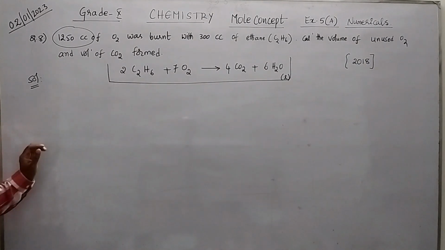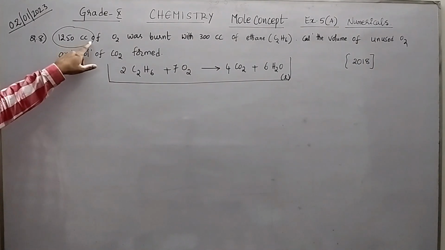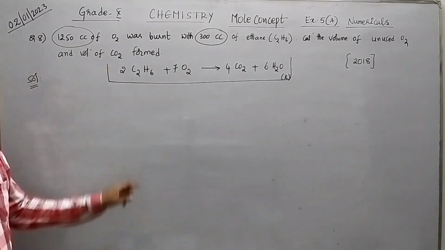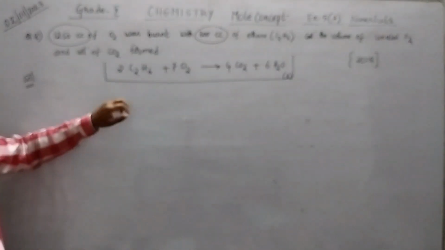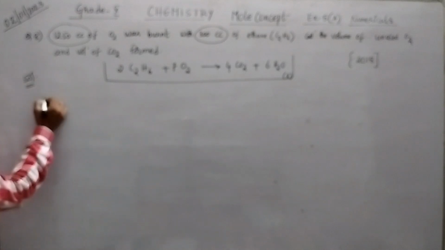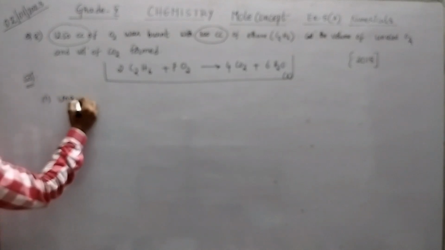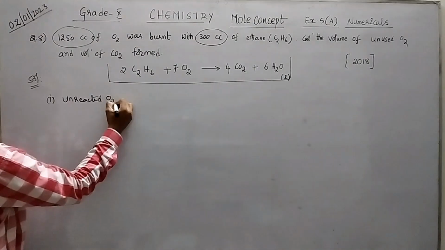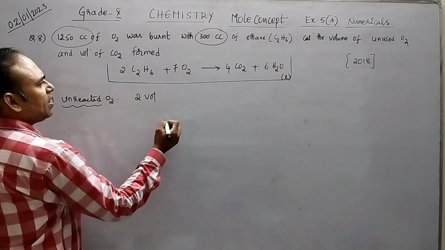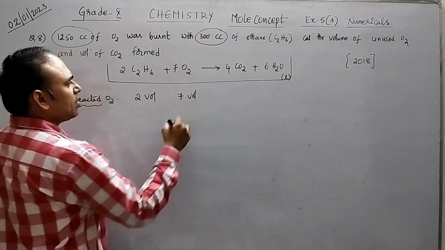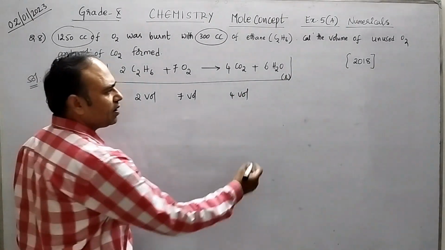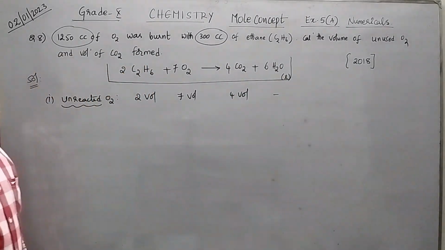Now let us move to question number 8. 1250 centimeter cube of oxygen was burnt with 300 centimeter cube of ethane. They have given the combustion equation here. Now what is the volume of unused oxygen, that is unreacted? First, unreacted oxygen we have to calculate. Before that, let us write: 2 volumes of ethane require 7 volumes of oxygen and form 4 volumes of CO2, and because it is liquid you can ignore water.